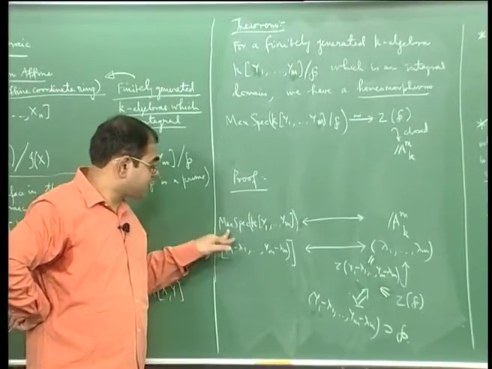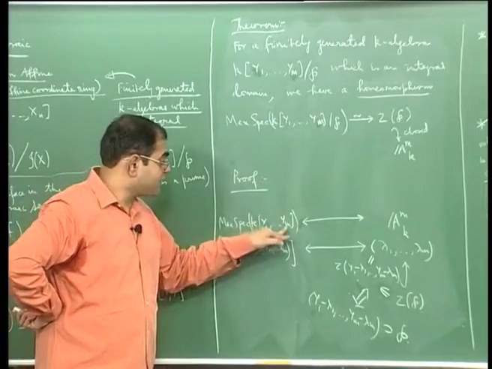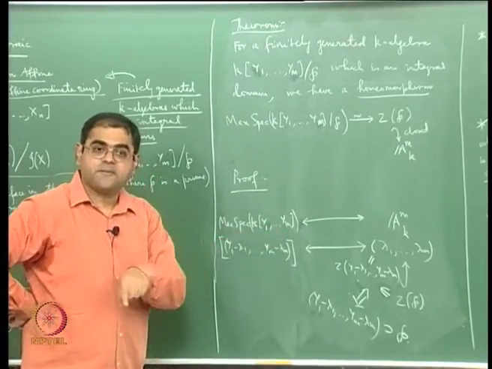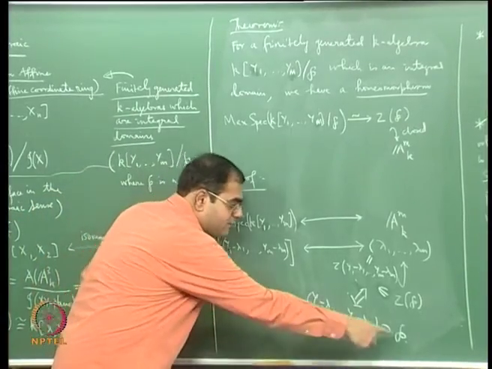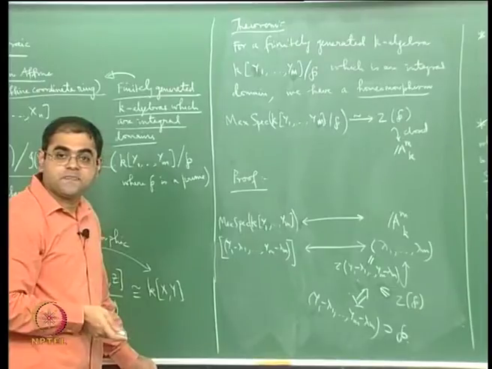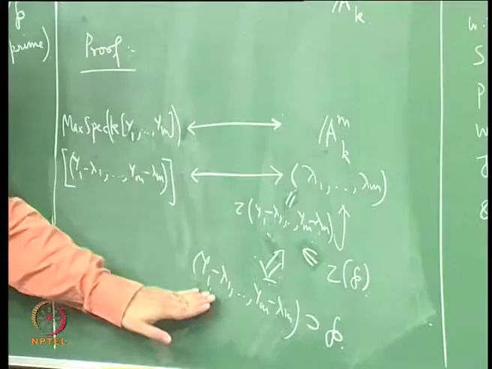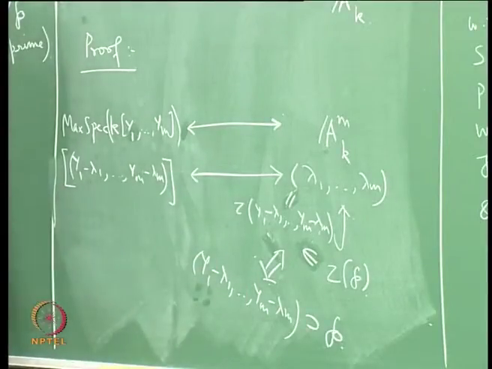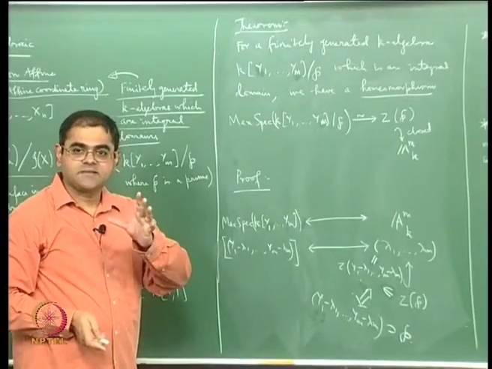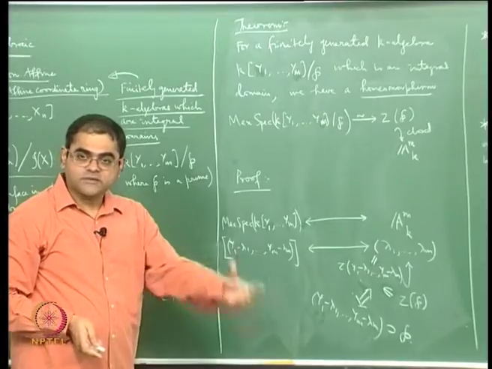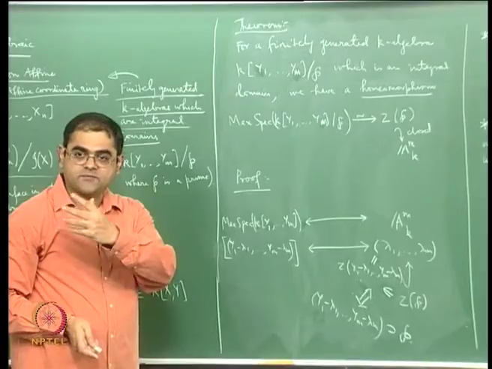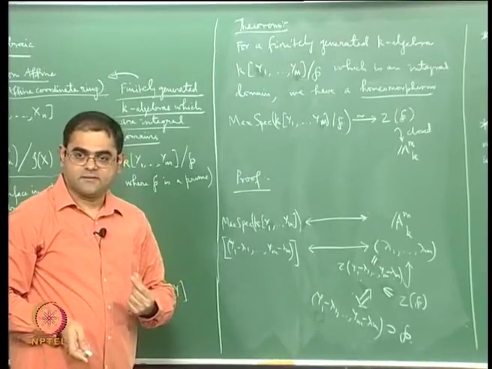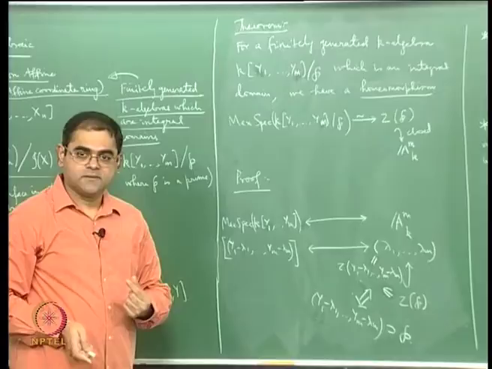So it is an element of max spec K[y1, ..., ym]/P. See, what is max spec? A maximal ideal which contains P: the set of maximal ideals which contain P are precisely the set of maximal ideals in the quotient by P. The set of maximal ideals of a quotient of a ring by an ideal is precisely the set of maximal ideals of the ring which contain that ideal, okay.